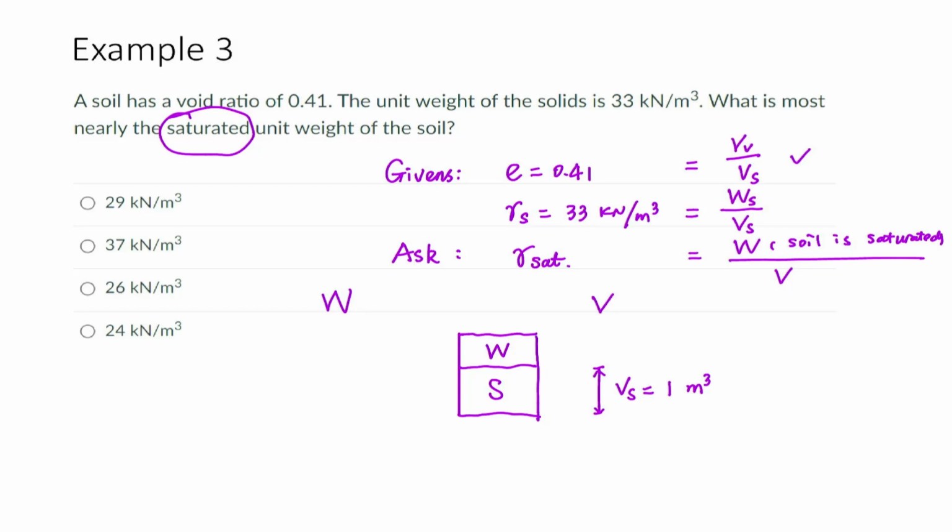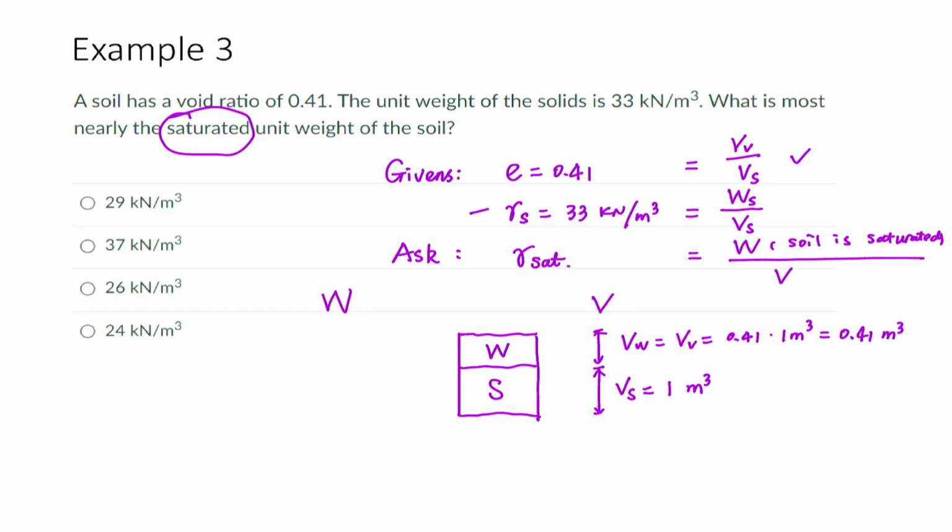So if the volume of the solid is 1 cubic meter, then the volume of the water is the same as the volume of the voids, because the soil is fully saturated. That would be 0.41 times 1 cubic meter, so you would have 0.41 cubic meter. Basically everything on the volume side has already been figured out. Let's move on to the weight side.